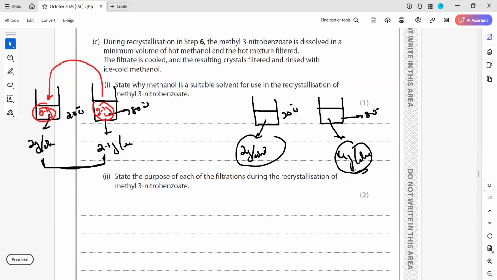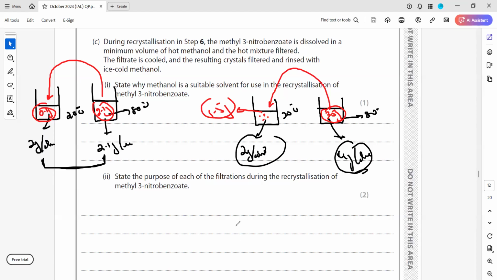But if there's a greater difference in the solubility, for example 4 gram per dm cube, let's say 3.5 gram was dissolved. When I do recrystallization, I cool down, and 2 gram will remain dissolved. How much solid will appear? 1.5 gram will appear. So when there is a greater difference in the solubility at different temperature, more solid will recrystallize as we change the temperature.